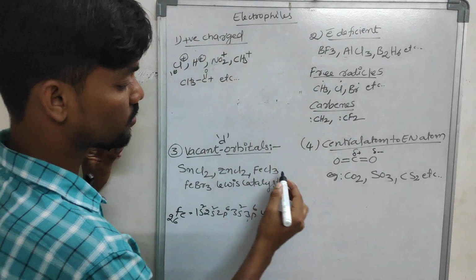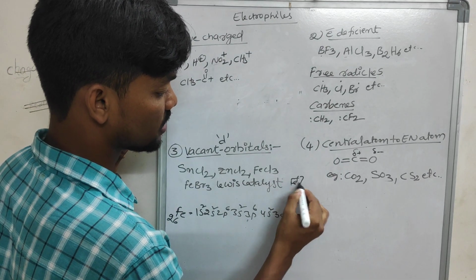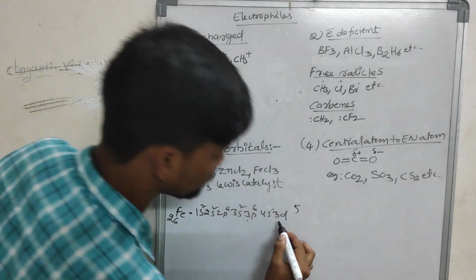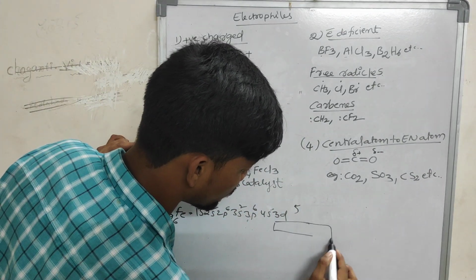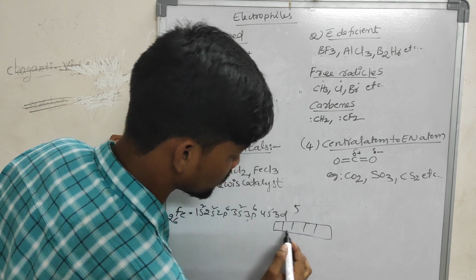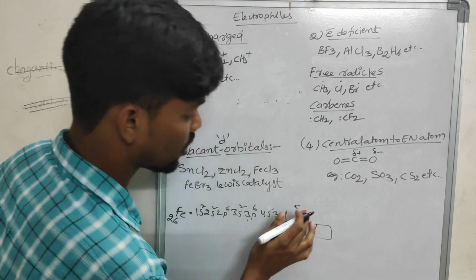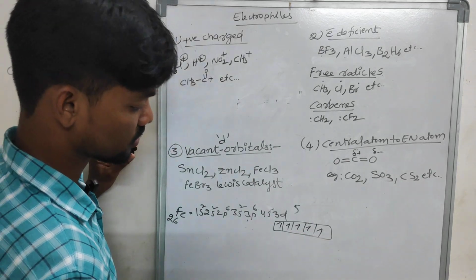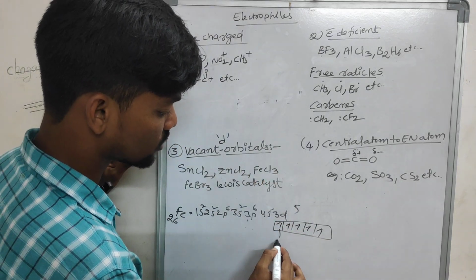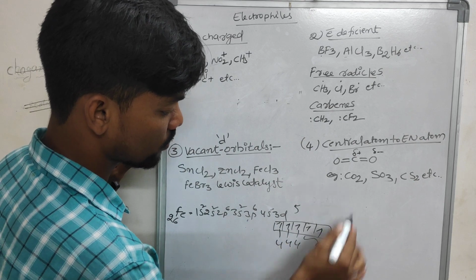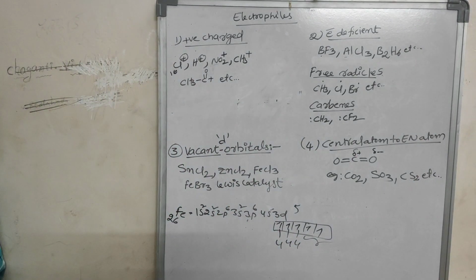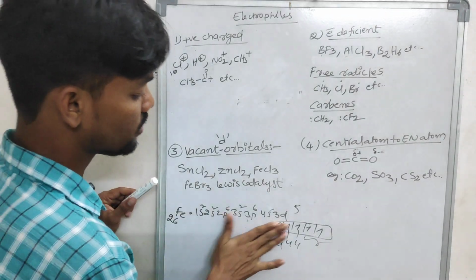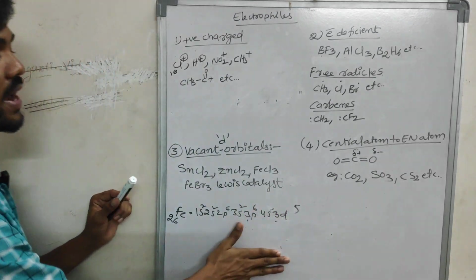So what is the oxidation state of iron? Fe plus 3, right? Fe plus 3 means 2 electrons from 4s and 1 electron from 3d will be lost. This is the order. D means how many orbitals will be there? 5 orbitals will be there: 1, 2, 3, 4, 5. How many electrons? 5 unpaired electrons are there. So 3 chlorines will be attached to this one. Vacant d orbitals are there. So that's why those are electrophiles.